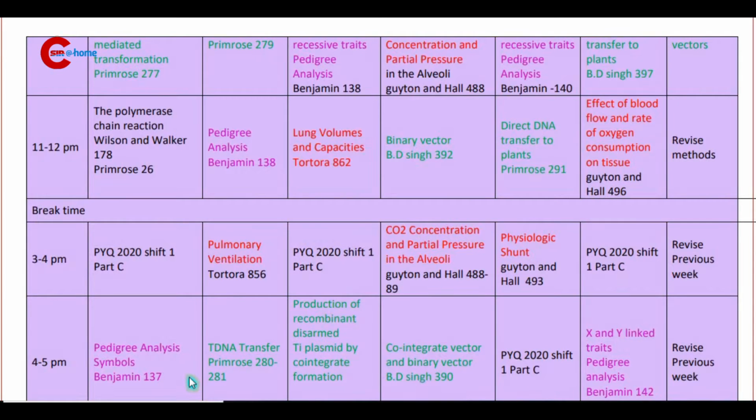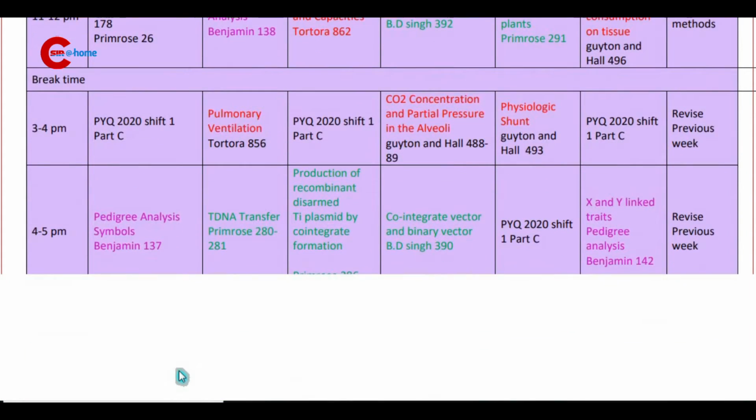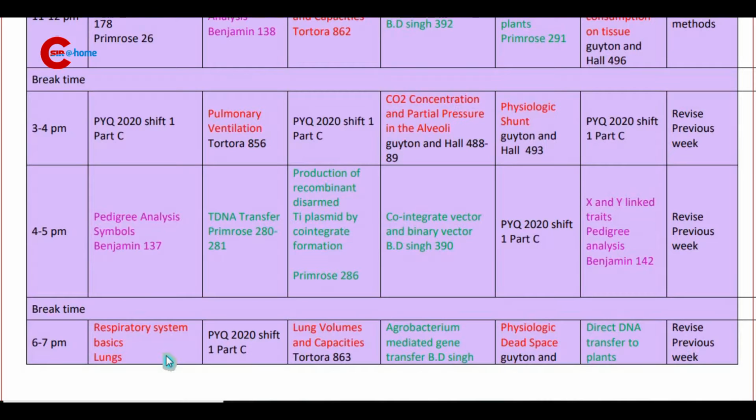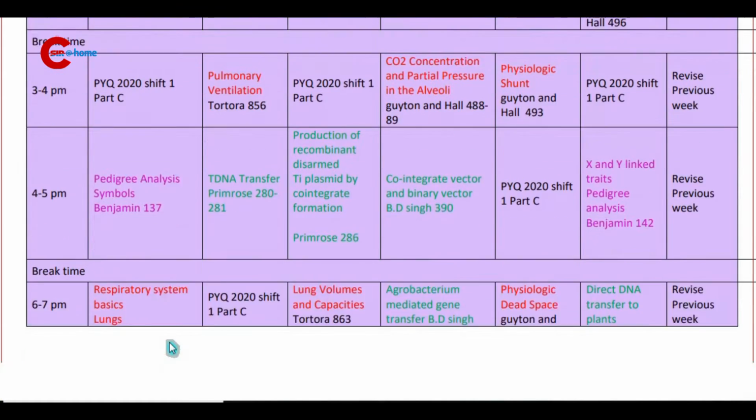Then 4 to 5 p.m.: pedigree analysis. This is an important topic for CSIR examination. Then study the symbols. Which book to refer? Benjamin. Then 6 to 7 p.m.: study respiratory system. Here you have to study lungs, about lungs.